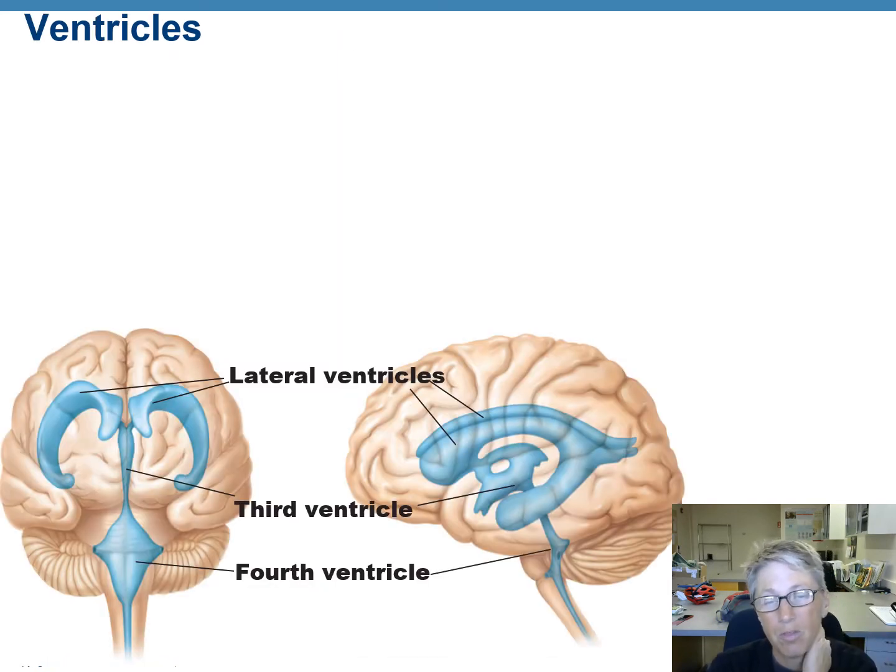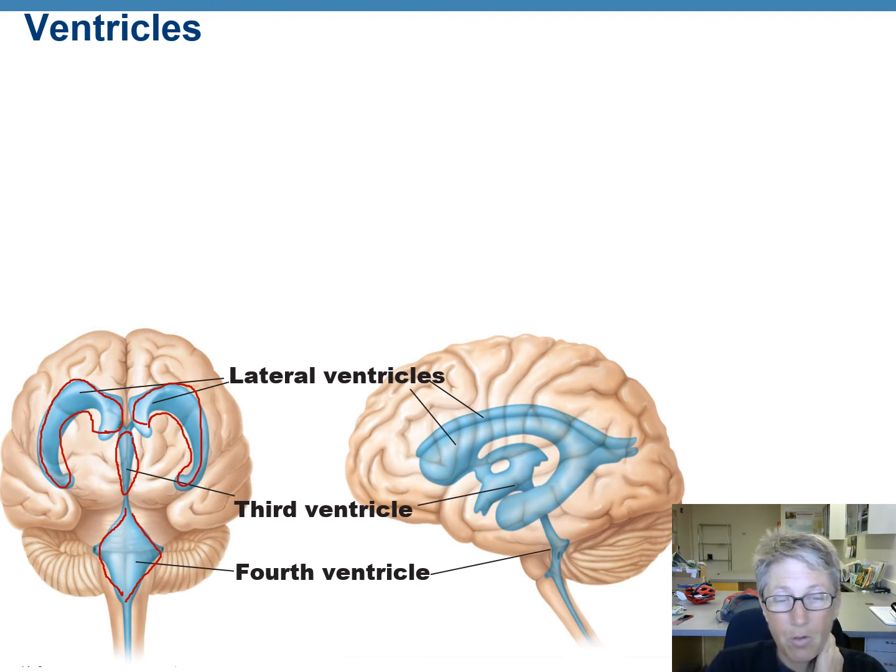The ventricles, where the cerebrospinal fluid is made and where it circulates, include two lateral ventricles. Here's the right lateral ventricle. Here's the left lateral ventricle. Then the cerebrospinal fluid will flow from the lateral ventricles into the third ventricle, which also makes cerebrospinal fluid. And then the third ventricle will send its cerebrospinal fluid into the fourth ventricle. This is a frontal view. This is a side view of the ventricles.